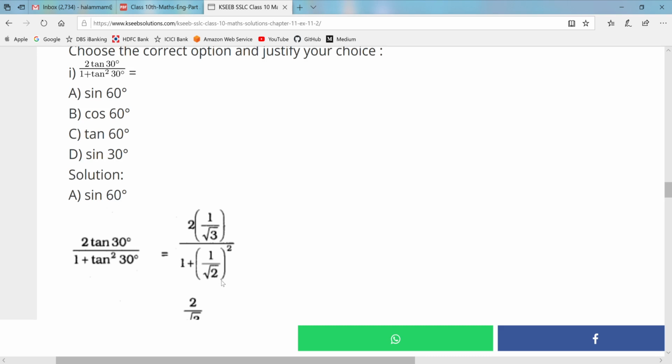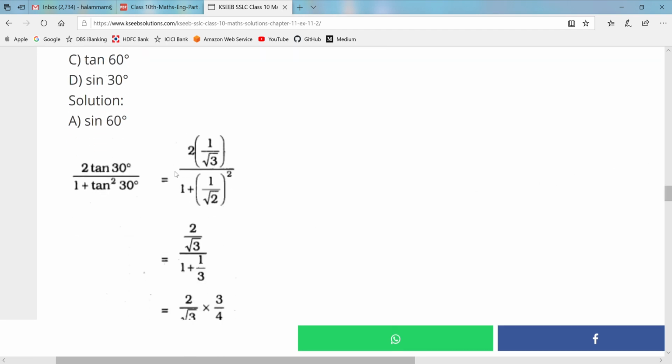Check this. They have taken here 1 by root 2. Take it as 1 by root 3, not root 2. Okay. So now 2 into 1 is 2, and 2 by root 3. So the denominator, whole divided by 1 plus.